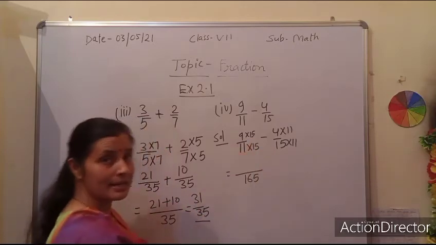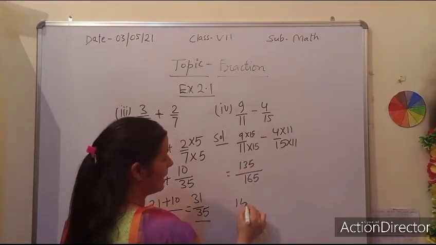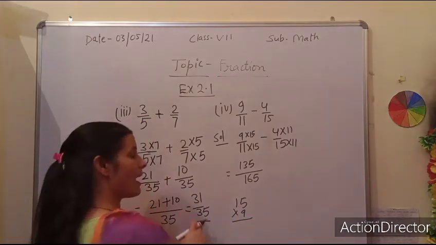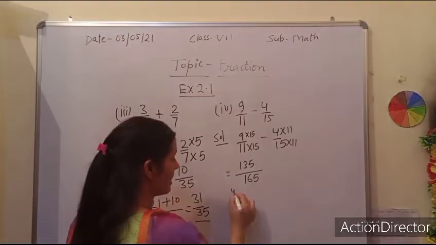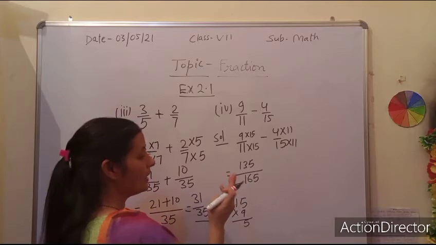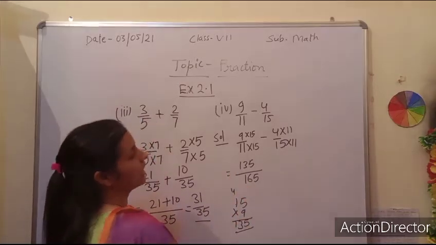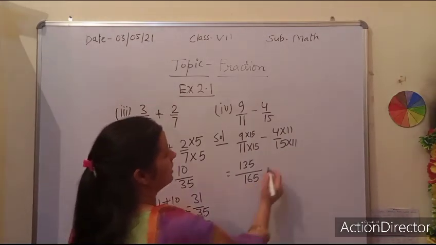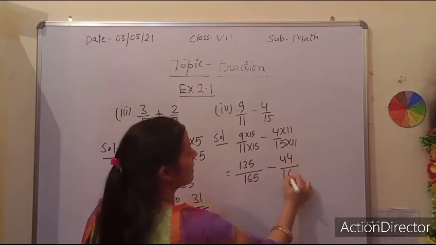Okay. 15 9s are 135. If you don't know the table, then you can multiply in this way. But it is time consuming. That's why I am saying to you that you have to learn tables up to 20. Okay. 9 5s are 45. 9 1s are 9. And 4 plus... 10, 11, 12, 13. So 15 9s would be 135. Understood? But it's time consuming. Okay. Now 11 4s are 44 and it will become 165.